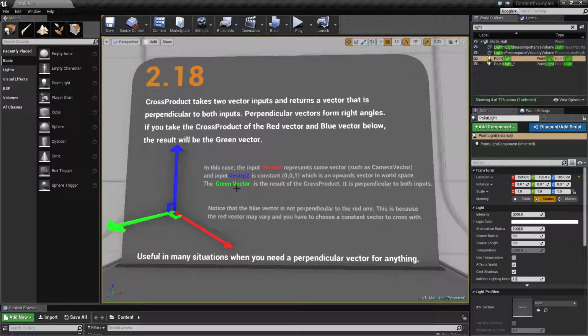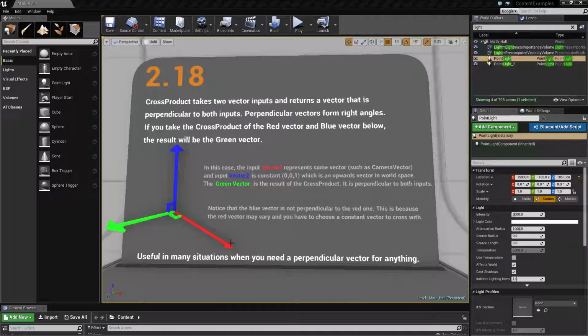As you can see here, the cross product will take two vector inputs, and then will return a vector that is perpendicular to both of the inputs. In terms of actual use, it's useful if you want to find something that's perpendicular to something else. Maybe you need to find, based on the camera angle, the normal angle, something like that.